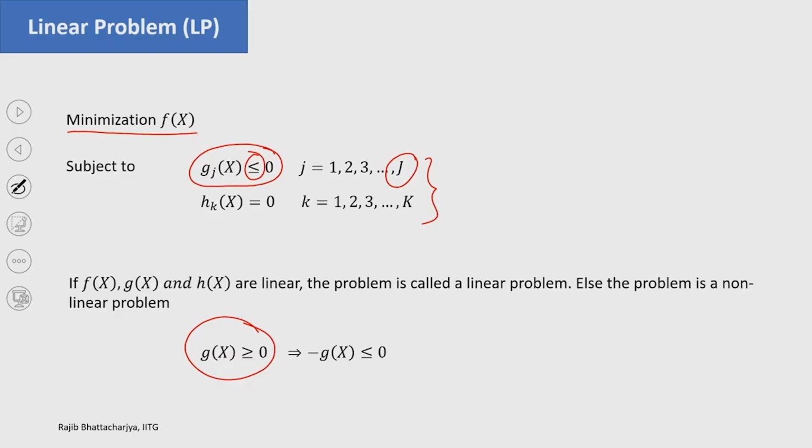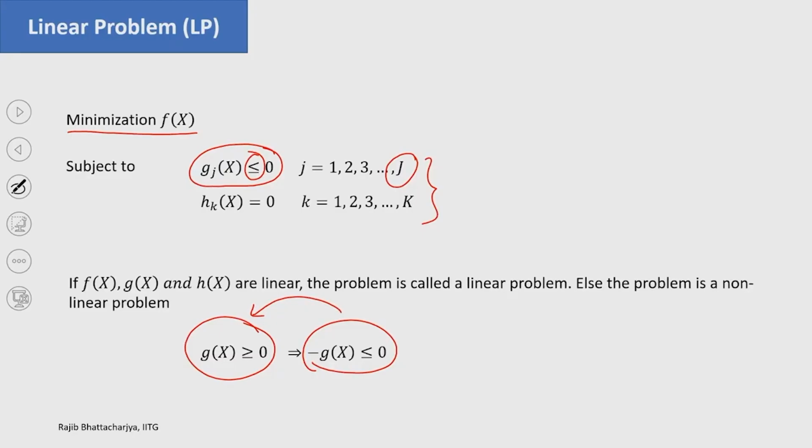In this case I can convert it to a less than or equal type constraint by multiplying by -1. So, if you have a greater than or equal type constraint, I can convert it to a less than or equal type constraint by multiplying by -1, or the other way around. If you have a less than or equal type constraint, you can convert it to a greater than or equal type constraint. Okay. So, let us discuss this problem.